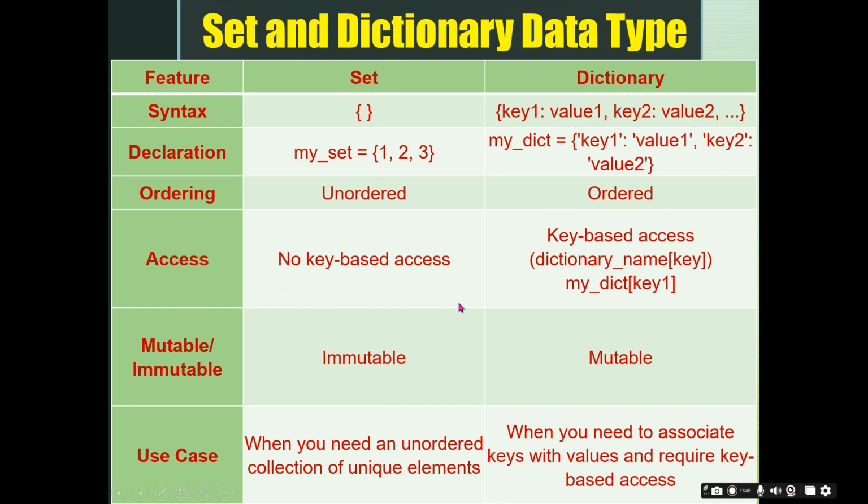So the access method for a dictionary is that you access your values using the key. Example: for this particular dictionary, the name is my_dict, and if you give the key 1, then the value 1 is returned. Then a set is immutable, you can't change it, and a dictionary is mutable. So the use case of a set is when you need an unordered collection of elements. And when you want to use values associated with keys, you can use a dictionary.